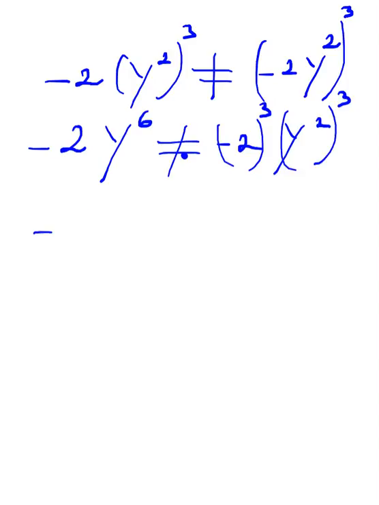Okay? Now, here we have negative 2y to the 6. And that's different from negative 8y to the 6. All right? So negative 8y to the 6 is the solution for the second one, and negative 2y to the 6th power is the solution for the first one. Okay, so you got to distinguish between the first and the second one. Let's have another example here.